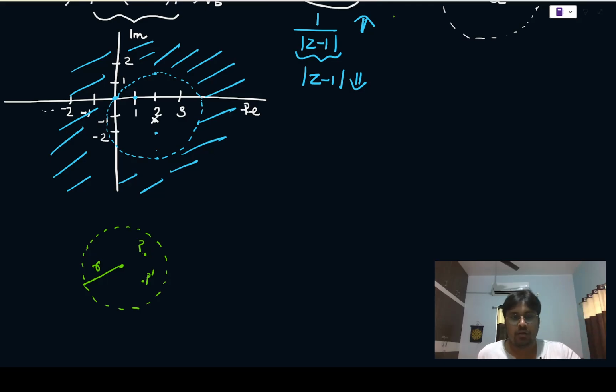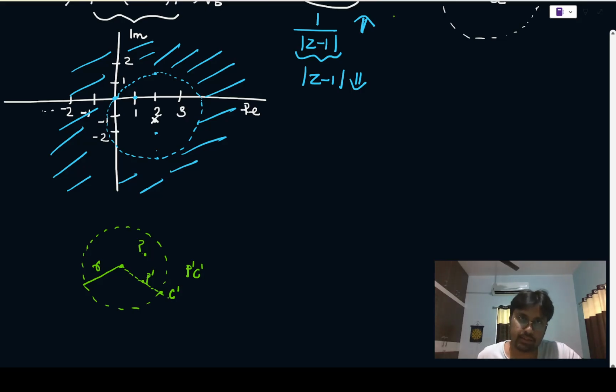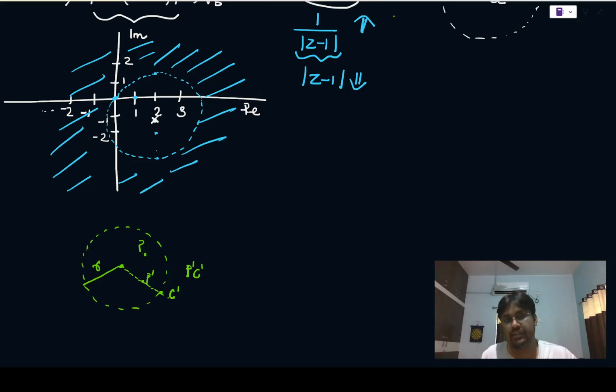So the idea is this: the closest point will always lie on the radius of the circle. It will lie on one of the radii of the circle, and let's say this radius cuts the circle at some point C dash. Then this distance P dash C dash is the least distance. I'll repeat it once again.